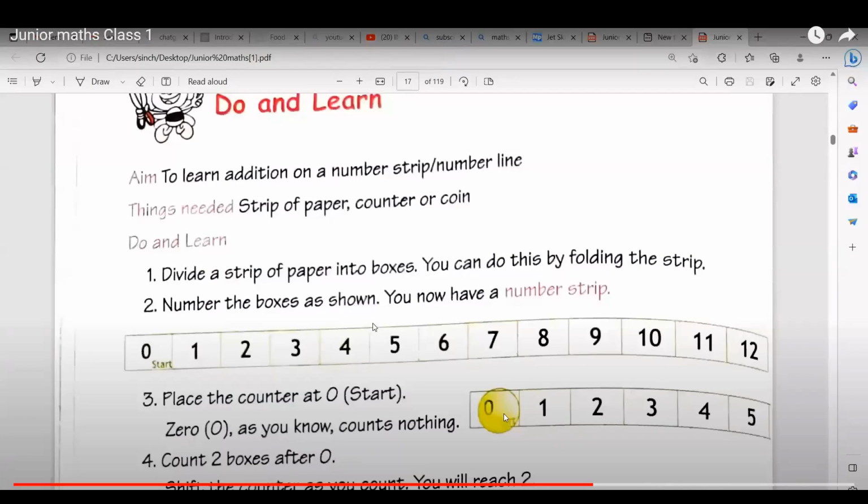Count two boxes after zero. So count it, beta. After zero, can you count two boxes? One, two. Yes, two boxes. Answer is two. Answer is two. Very good.